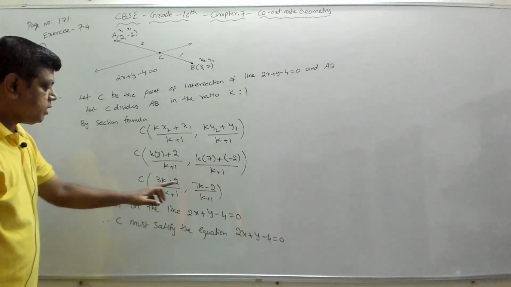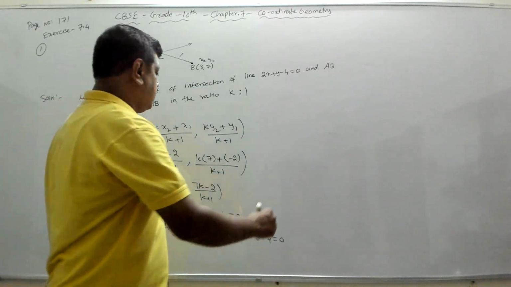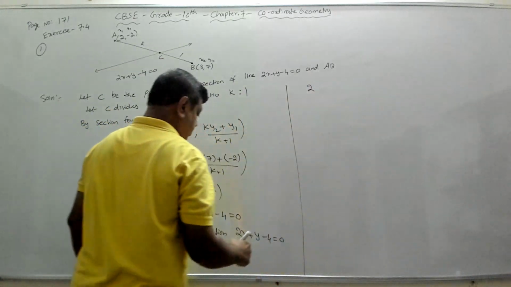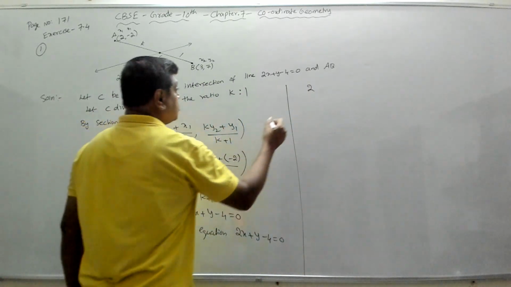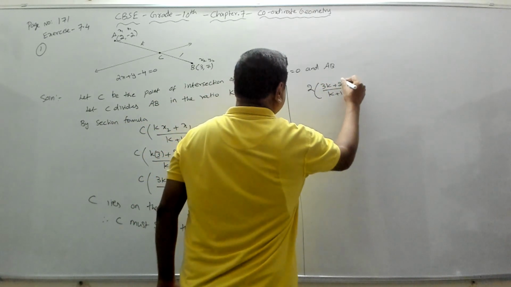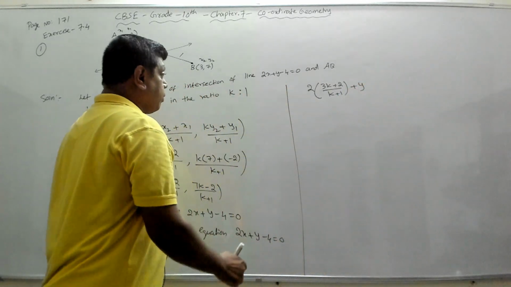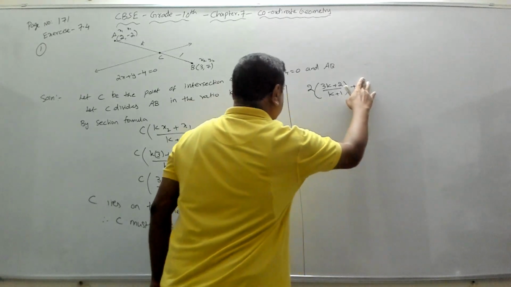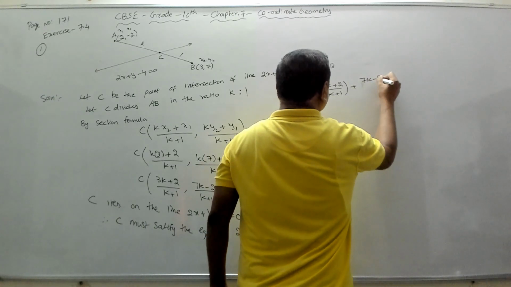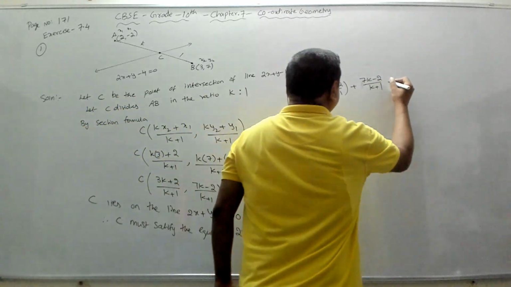Now, if you substitute C in this equation, in the place of x we are going to put this, and in the place of y we are going to put this. So we have 2 into x, we substitute 3K plus 2, so 2 into (3K plus 2) by (K plus 1), plus y, we substitute 7K minus 2 by K plus 1, minus 4 equal to 0.